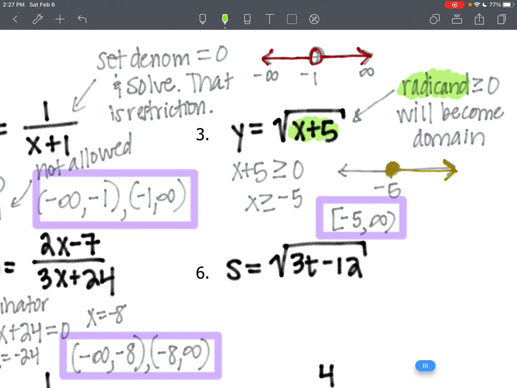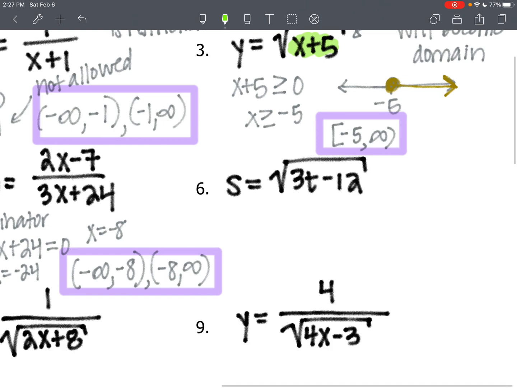Now this is only true on even root radicals. So if you have a square root, a fourth root, a sixth root, because remember, if you have a cubed root, you can have a negative radicand. If you have a fifth root, you can have a negative radicand. It's only when your index is even that you have to keep that radicand greater than or equal to 0. So you have to keep it non-negative.